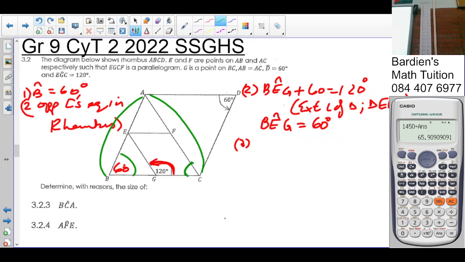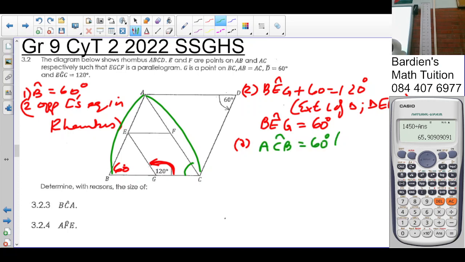Anyway. You guys understand? However, if you're going to go with that lines that are parallel, then we must first state that EG is parallel to FC, because this is a parallelogram. Okay, and then we can use that. But we are told that this length is equal to that length. So we're simply saying that ACB is equal to 60 degrees. Why? Angles opposite equal sides. So there you go, 60 degrees.